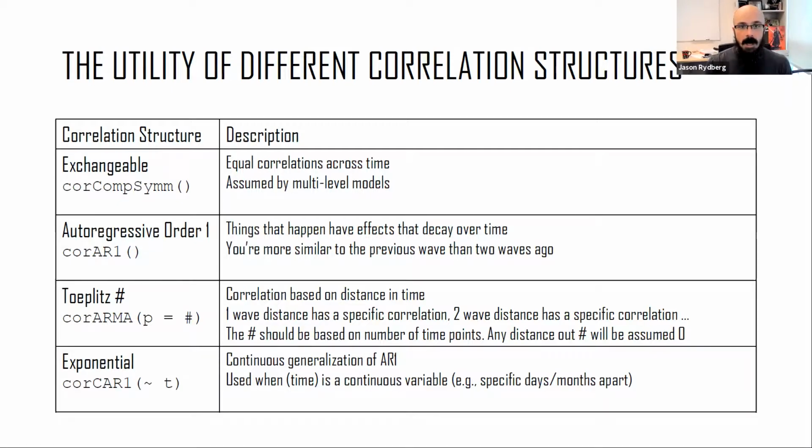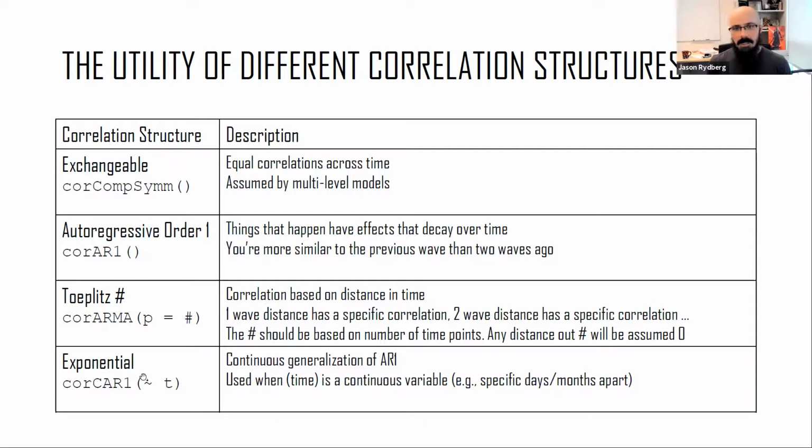Usually you want to specify t minus 1 for that. So we would say p equals 4, for 4 separate distances. If we only said t equals 2, then it would assume that anything greater than a 2-wave difference would have a correlation of 0. Probably not a great assumption. So usually you do t minus 1 for this.